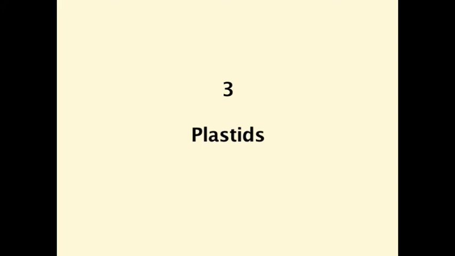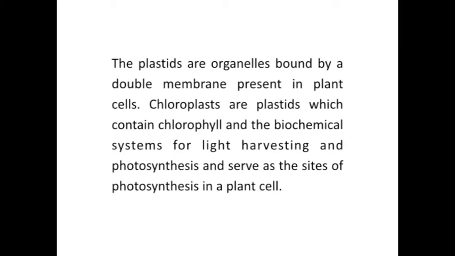The third feature is the presence of plastids. The plastids are organelles bound by a double membrane present in plant cells. Chloroplasts are plastids which contain chlorophyll and the biochemical systems for light harvesting and photosynthesis and serve as the sites of photosynthesis in a plant cell. They contain their own DNA and 70S ribosomes. A typical plant cell contains as many as 50 chloroplasts.